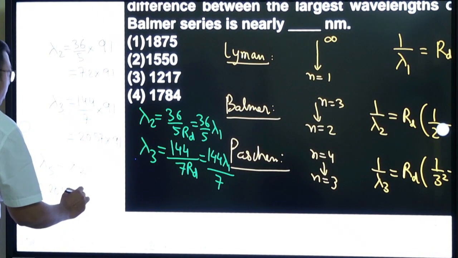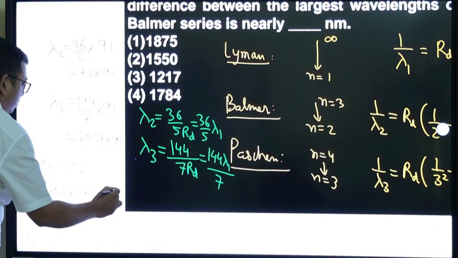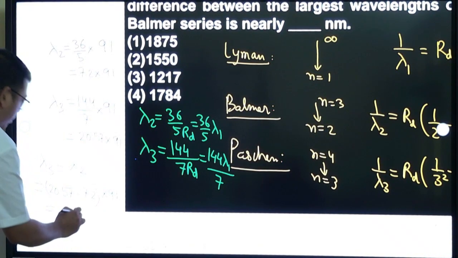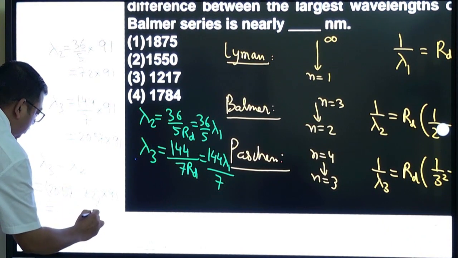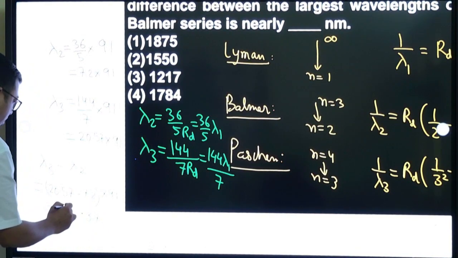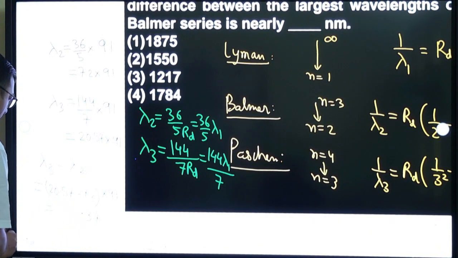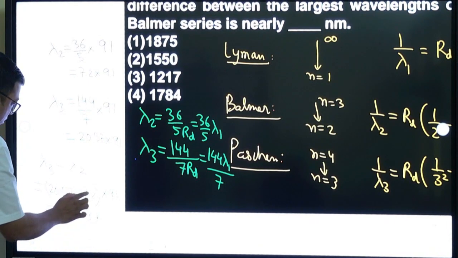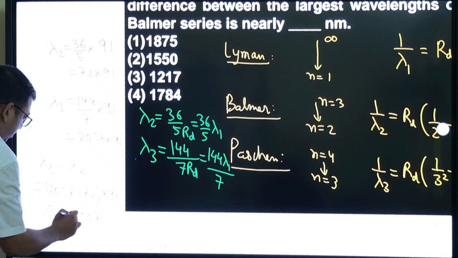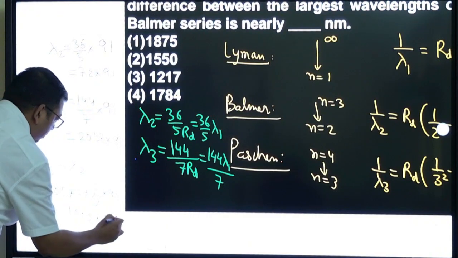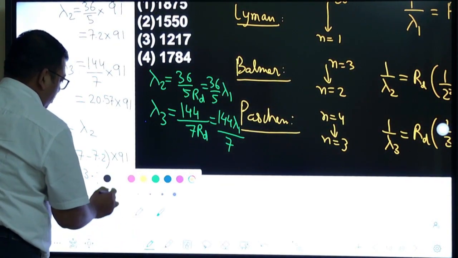So subtract 20.57 minus 7.2, into 91. How much will this come? Subtract. Sorry, yeah, this is correct only. So 20 minus 7, that means 13 into 91. Now you do this calculation. Check out how much this value comes.